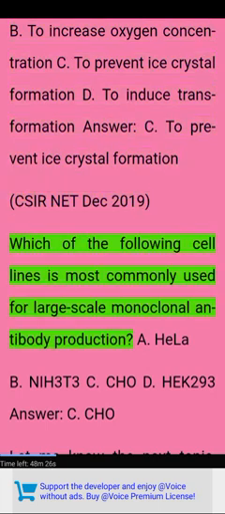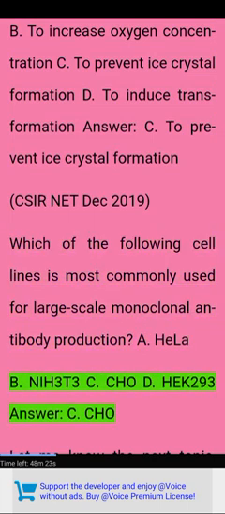CSIR NET December 2019. Which of the following cell lines is most commonly used for large-scale monoclonal antibody production? A, HeLa. B, NIH3T3. C, CHO. D, HEK293. Answer: C, CHO.